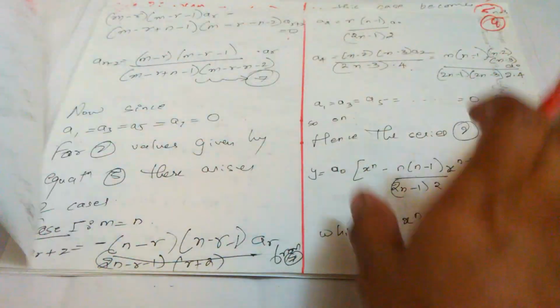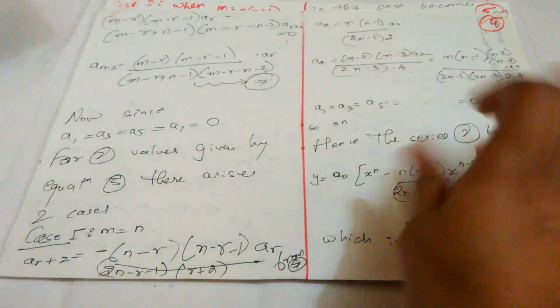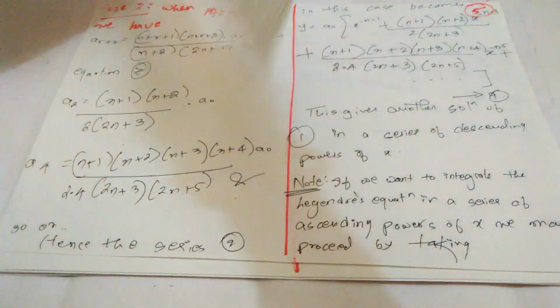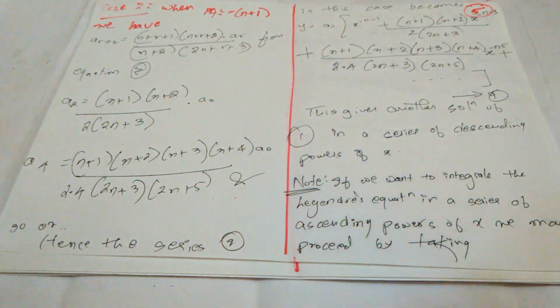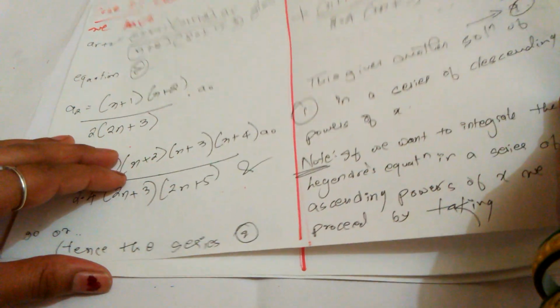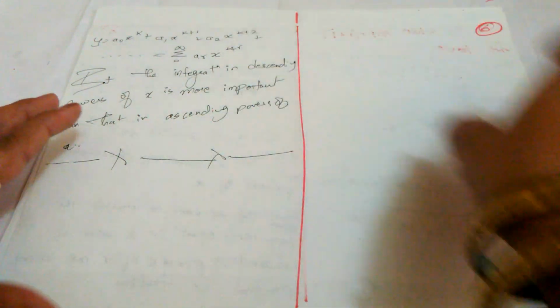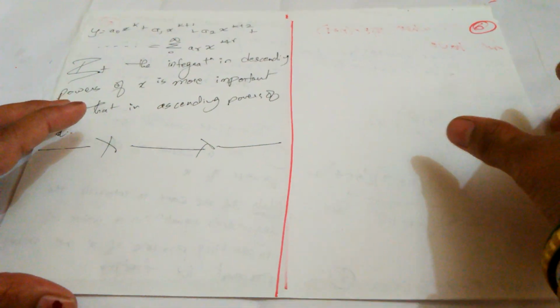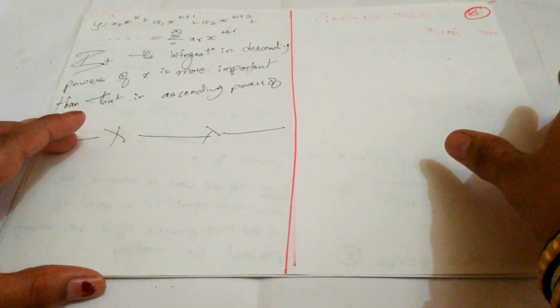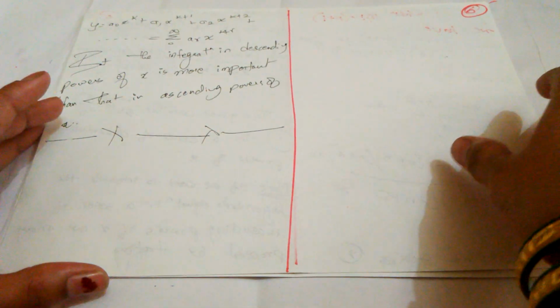Then we proved two cases. One was m is equal to n, then m is equal to minus of n plus 1, and then we derived the solutions for these two. So now we are going to start Legendre's polynomial, and how they are defined and how they are represented.